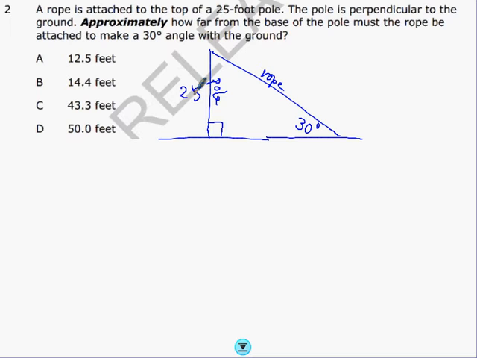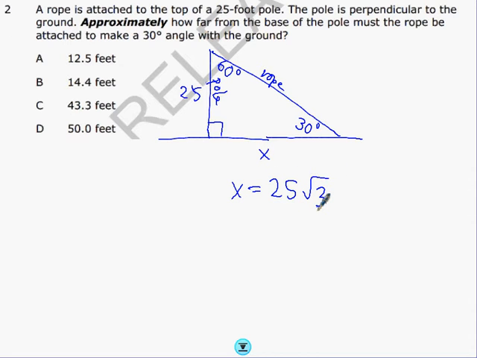25-foot pole. How far from the base of the pole? Okay, so I don't care about the length of the rope. How far from the base of the pole? Again, I'm going to call this x. Now, just like the first one, I've got two sides and an angle of a right triangle. I could use trig, but if that's 30, that's 90, this is 60. This is a 30, 60, 90. So I'm going to remember that the long leg, the one that I want to find, is equal to the short leg, which is 25, times the square root of 3.